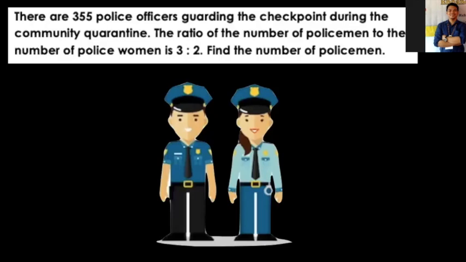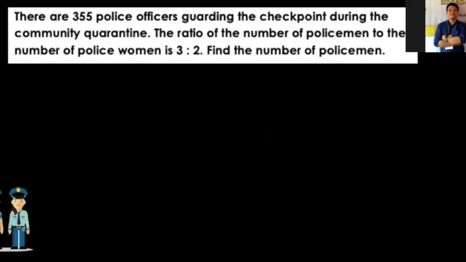There are 355 police officers guarding the checkpoint during the community quarantine. The ratio of the number of policemen to the number of police women is 3 is to 2. Find the number of policemen. We will be using the model drawing method to solve this problem.